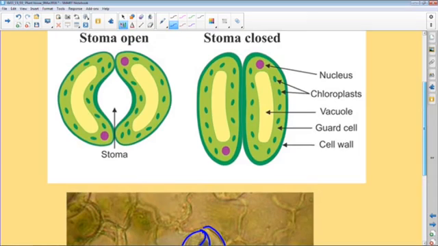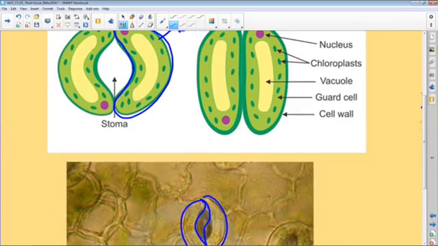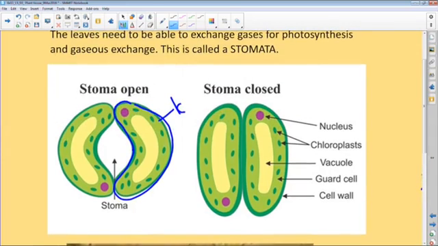And we call these stomata. Now, what a stomata is the following. This is called a guard cell. If you have a look at it, it is kidney shaped. This opening is called the stoma. So the cell plus the opening, we use the word stomata.